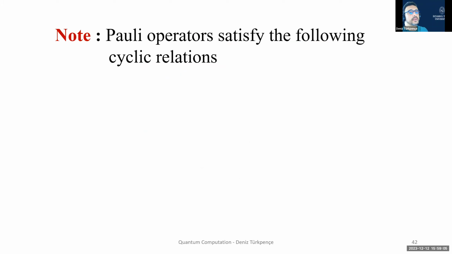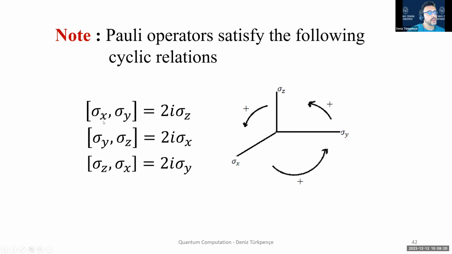Okay, and let's talk about the Pauli operators and the commutation relations, because in fact, we are only dealing with these commutation relations for Pauli operators. So they satisfy the following cyclic relations. The commutator of sigma x and sigma y is equal to 2i sigma z. And if you change the order in this counterclockwise rotation, you will find these commutation relations that you can prove yourself by multiplication.